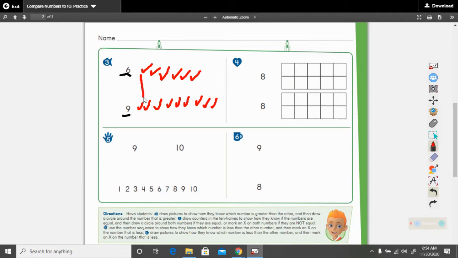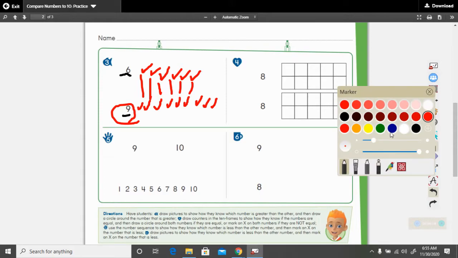And if we match these up, just like this, we have some left over on the number 9. So go ahead and draw a circle around that 9, because he is greater.